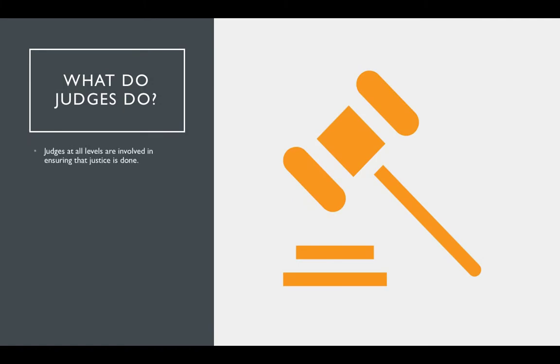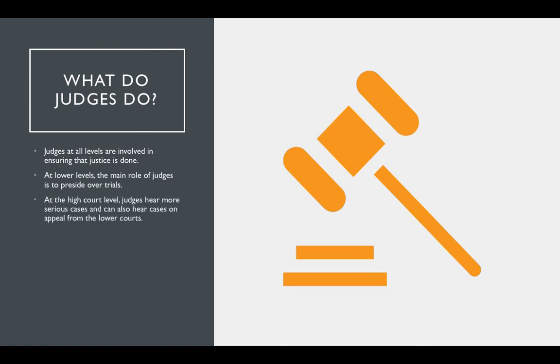With that being said, what do judges actually do? So judges at all levels are involved in ensuring that justice is done. At lower levels, the main role of judges is to preside over trials. And at high court level, judges hear more serious cases and can also hear cases that are appealed from lower courts. So a lower court decision could be made, and the losing side could appeal to a higher court to hear that case again, almost get a second opinion.